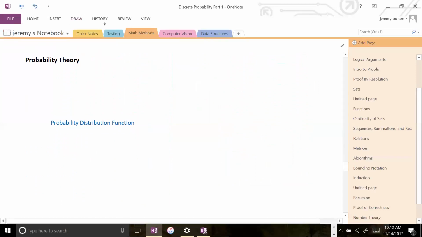Rosen bounces back and forth between notation, discussing probabilities and probability mass functions, and sort of abuses notation slightly. Here I'll just keep the same notation and assume that our probability distribution function is defined on the power set of our sample space as it has been thus far, rather than switching it up as we move through the chapter. All right, so here we'll define P, our probability distribution function.